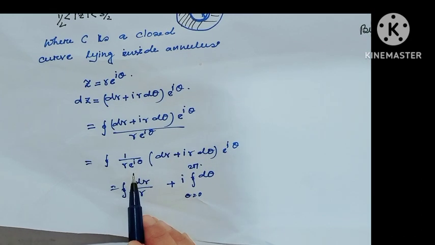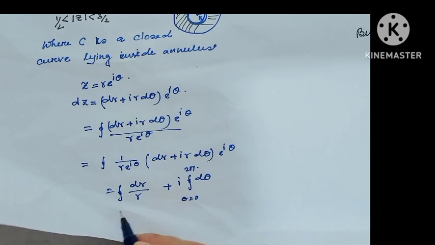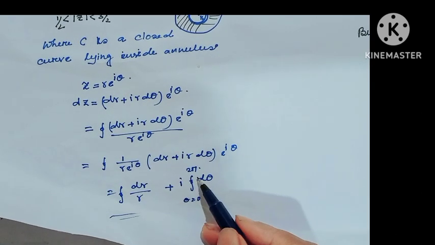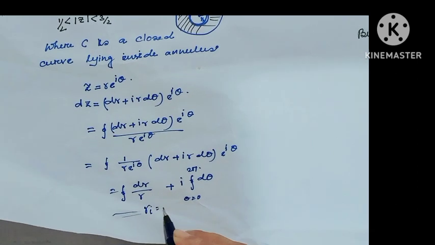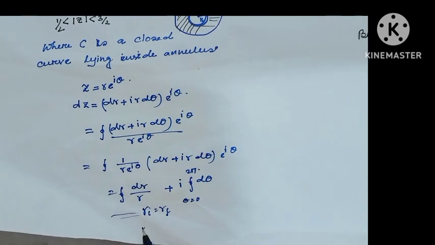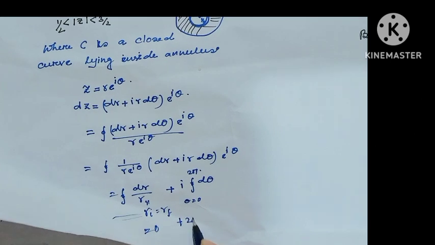This is equal to 1 over r e to the power i theta, similar to before. The equation would be of such a type, and here theta lies from 0 to 2 pi. And since this is a closed curve, Ri equals Rf, so one part would be 0 and this value would be 2 pi i.